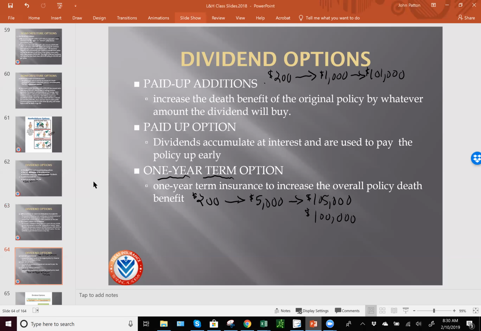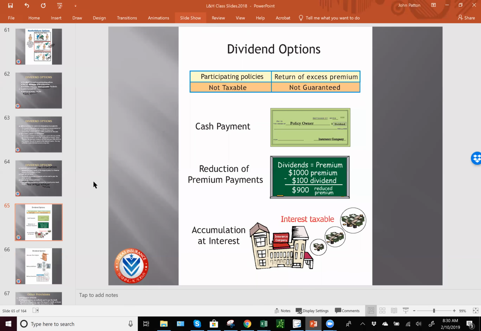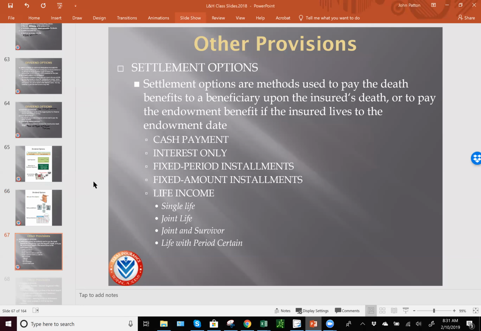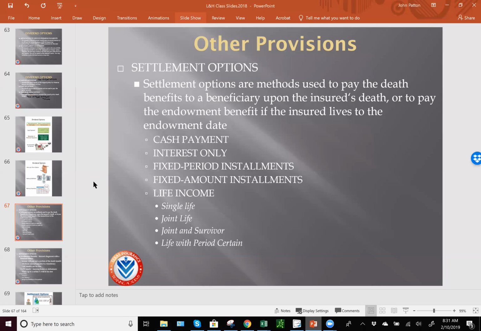This is where you're going to use your dividend plus all the interest, plus the policy's cash value to pay out the policy early. So not really worried about that one for your test, though. All right, so there are your dividend options. Lastly, we have settlement options.